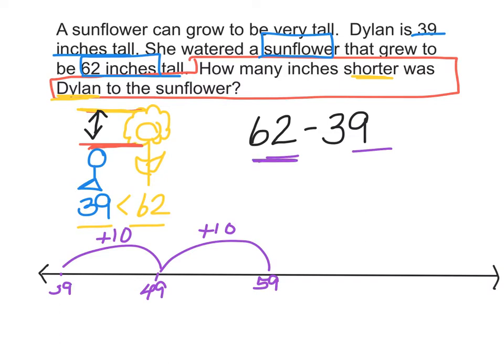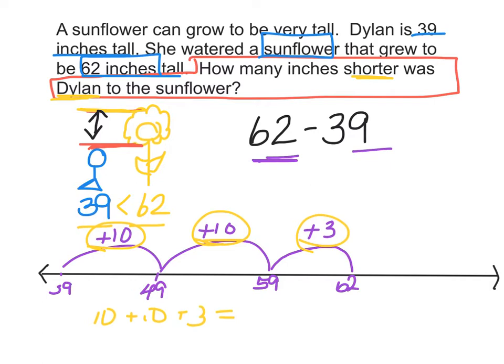So 59, and if I count 60, 61, 62, that was only another 3 numbers. So if you see here, I counted by 10 once, twice, and then I added 3 more. So basically, if I add the lengths of the jumps, I can find the difference. So 10 plus 10 plus 3. And 10 plus 10 plus 3 gives you 23.